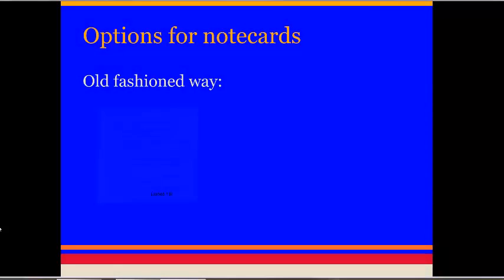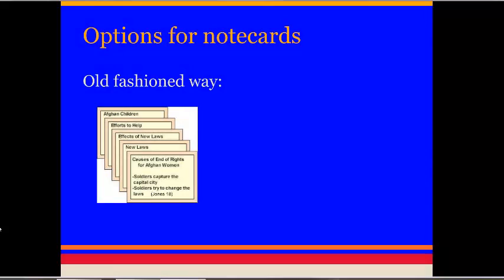So there is the old-fashioned way of taking notes, and it's certainly viable and students certainly still use it. Taking notes the old-fashioned way involves writing information down on a card, whether it's a paraphrase, a direct quote, or a summary, writing the author information and the page number, if applicable, also on that card.